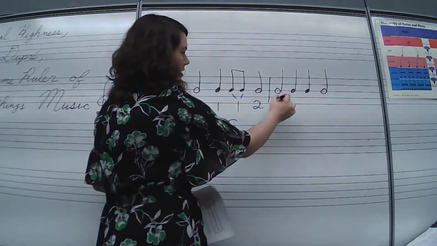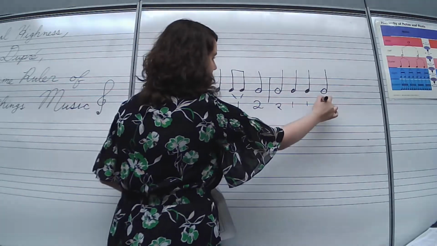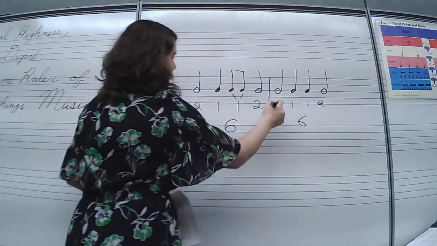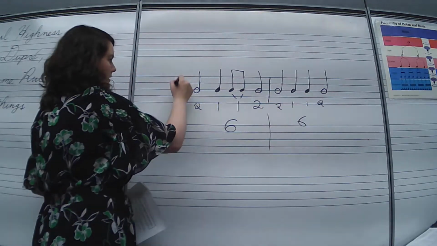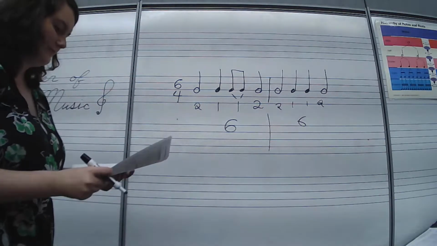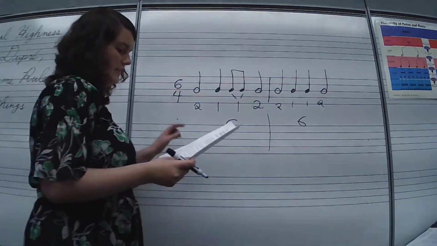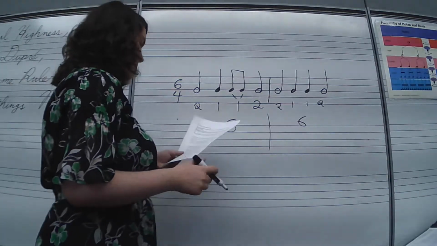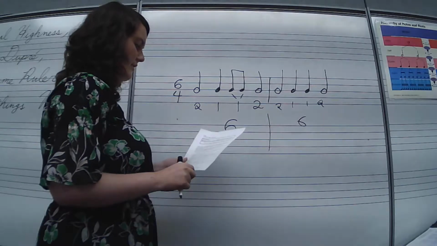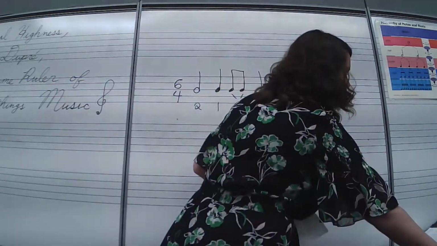Let's just double check here. We have 2, 1, 1, 2, also 6. So yep, 6 beats in each measure. You do the same thing for the rest of them. Then you're going to draw bar lines according to the time signatures. Same thing as the previous page.